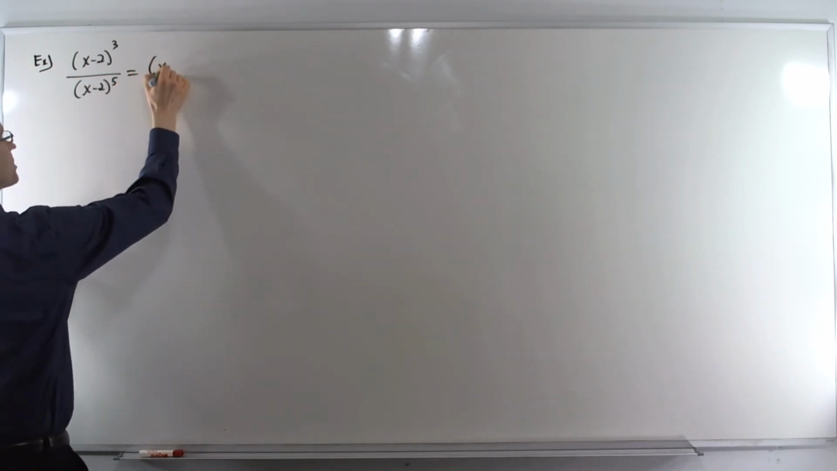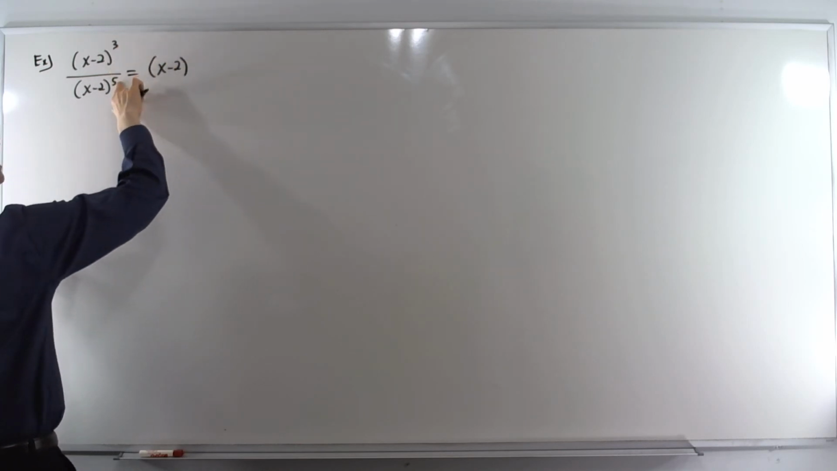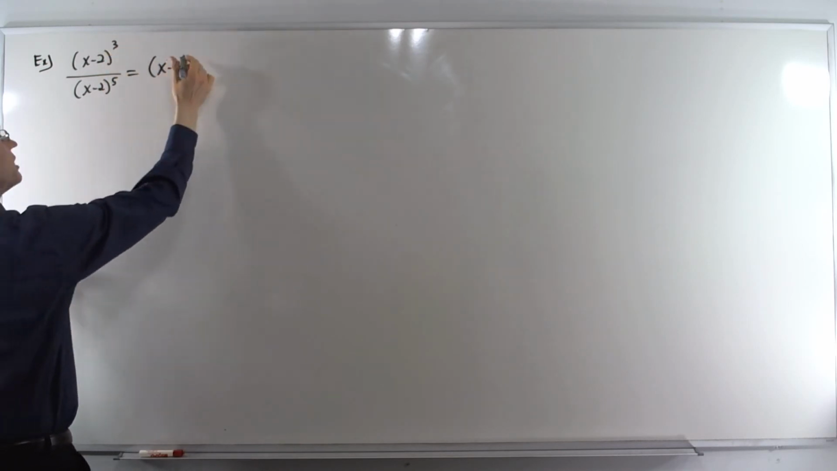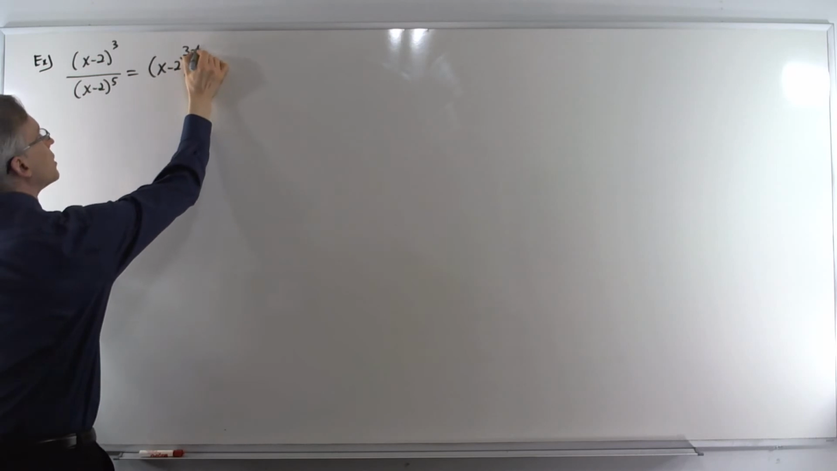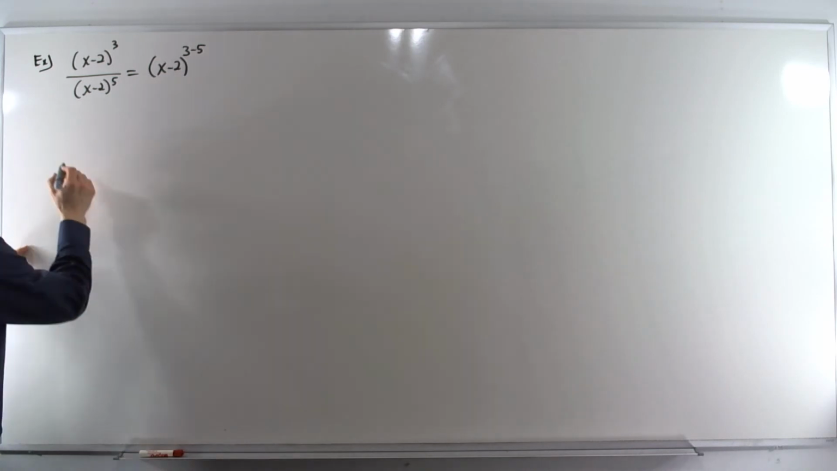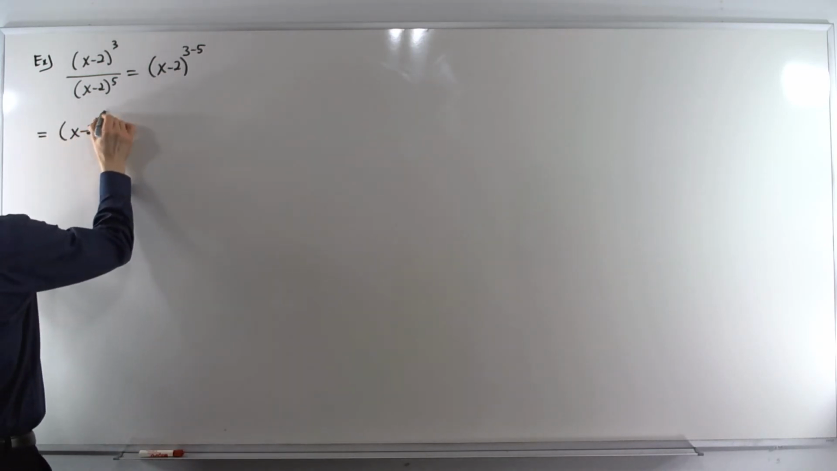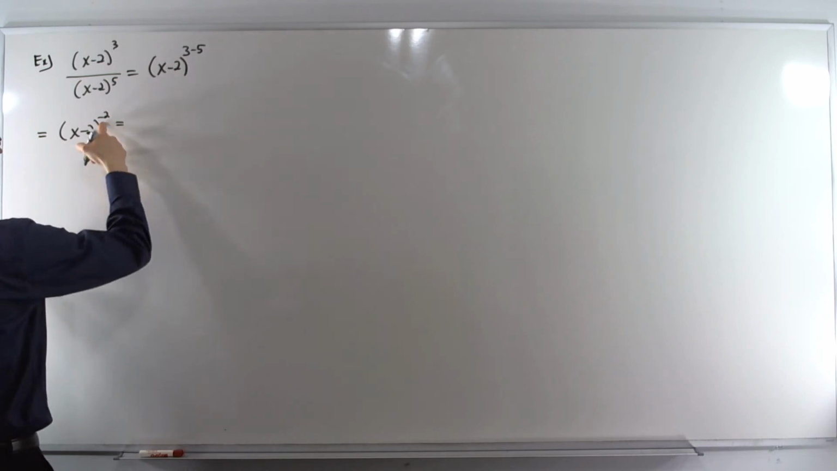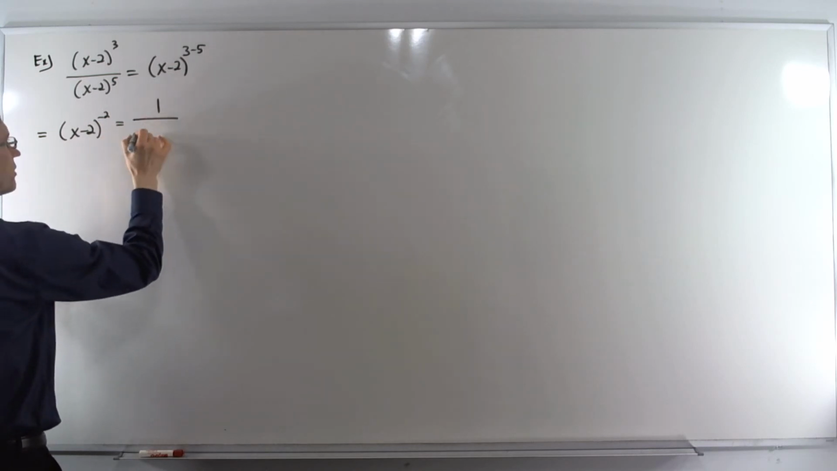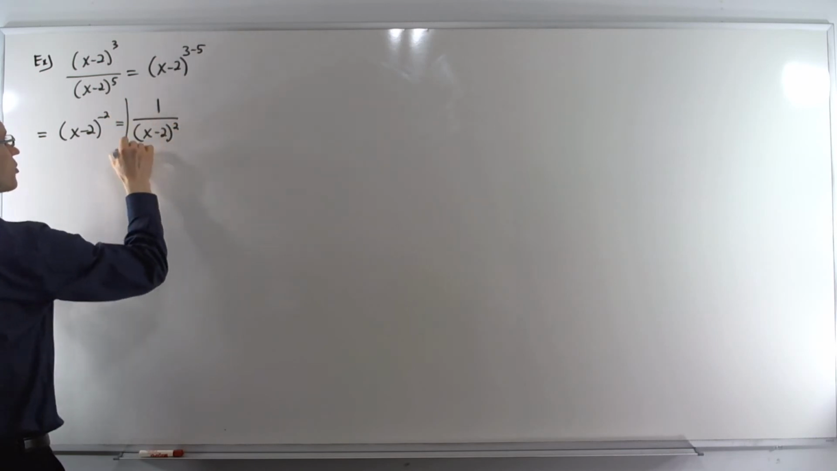So our base is x minus 2, and we got 3 and 5 as exponents. Quotient rule says we need to subtract these. So I've got x minus 2 to the 3 minus 5 power. And that is x minus 2 to the negative 2 power. And then we have to get rid of the negative exponent, so I'm going to put it in the denominator. And you get x minus 2 squared.